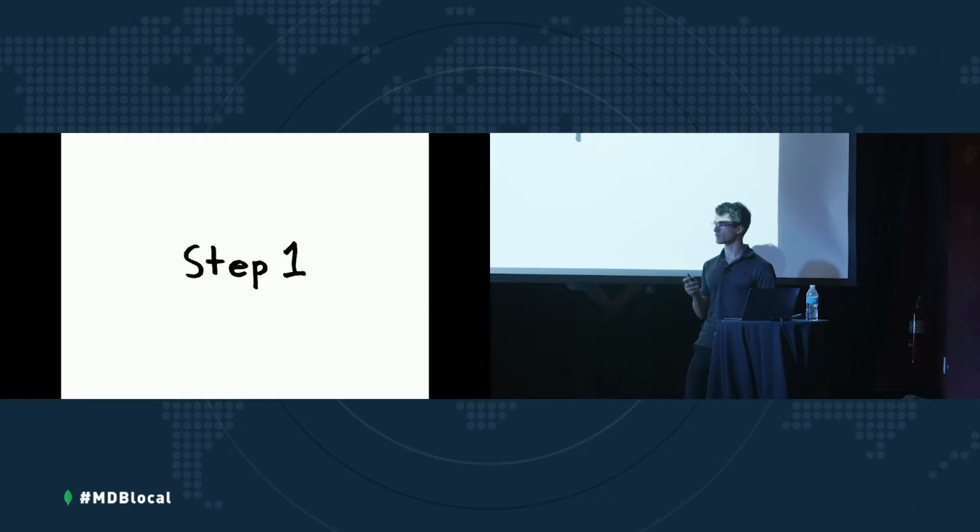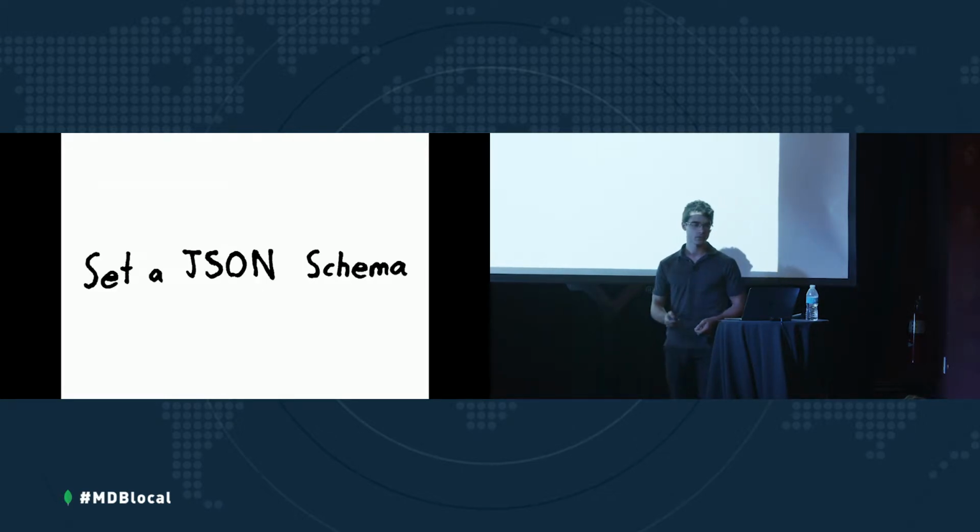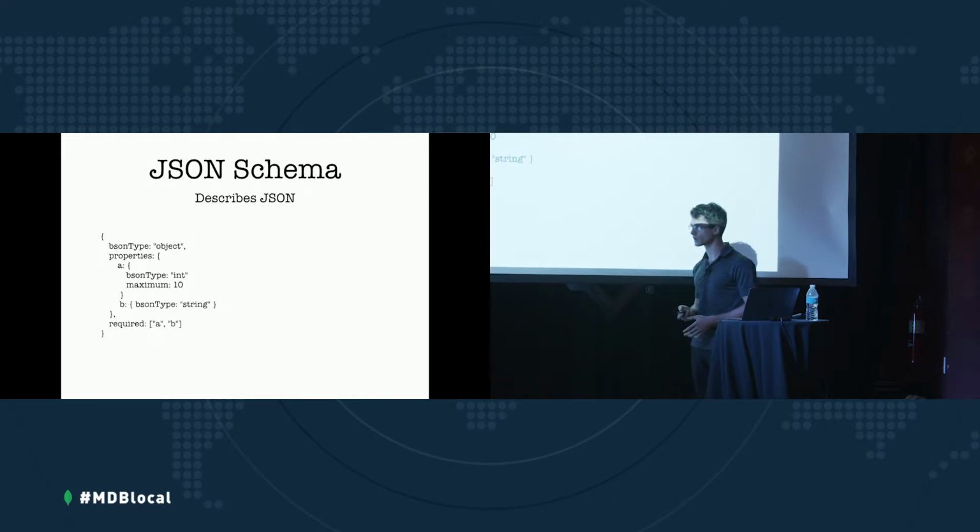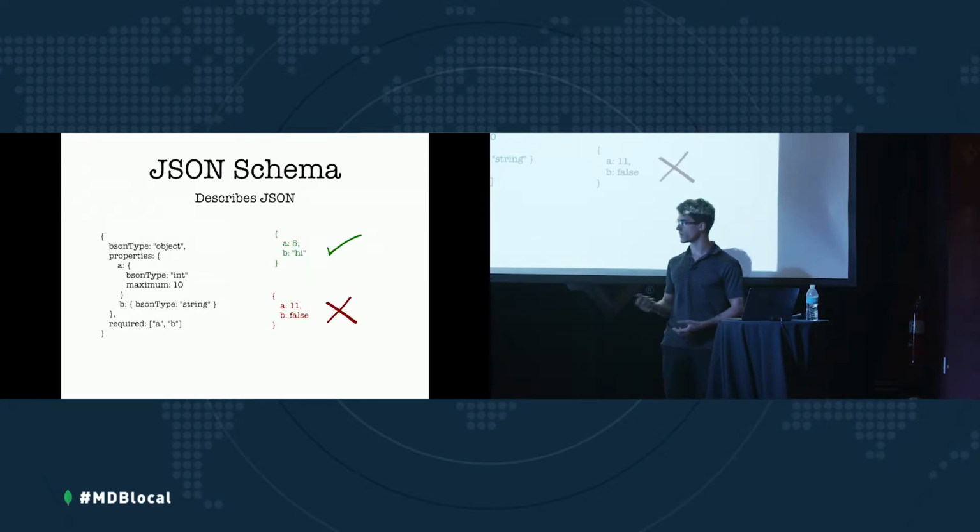So that brings us to our first configuration step, which is the JSON schema. And a JSON schema normally is a kind of meta JSON document that describes the structure and types within a JSON document. So this example schema describes a document containing two fields, A and B, A being an integer with maximum value 10, and B being a string. So this matches a document that looks like this, but will not match against a document like this, because A is an integer greater than 10, and B is not a string.